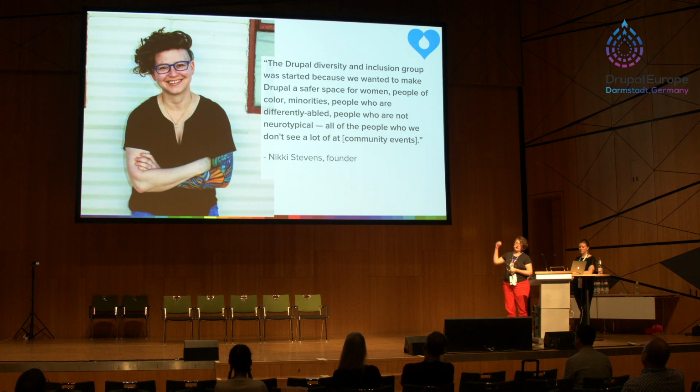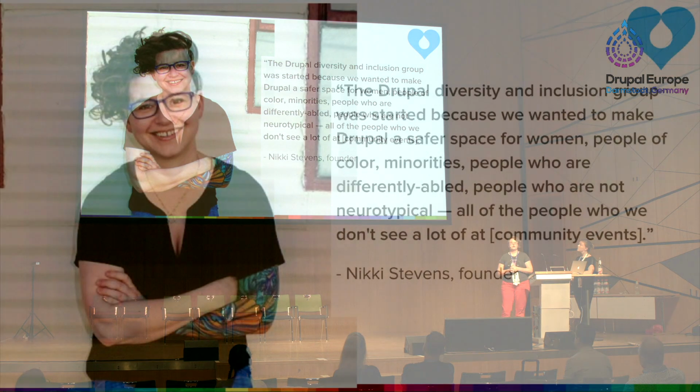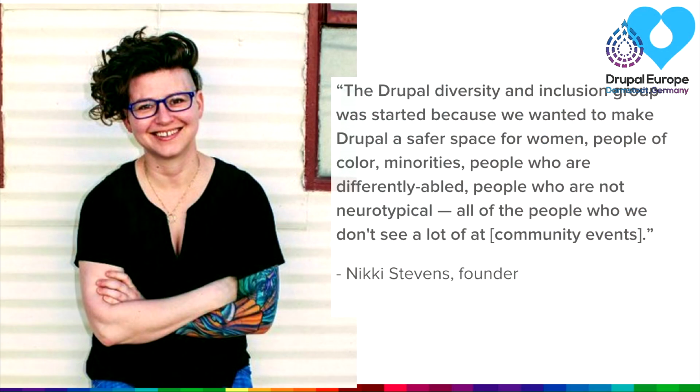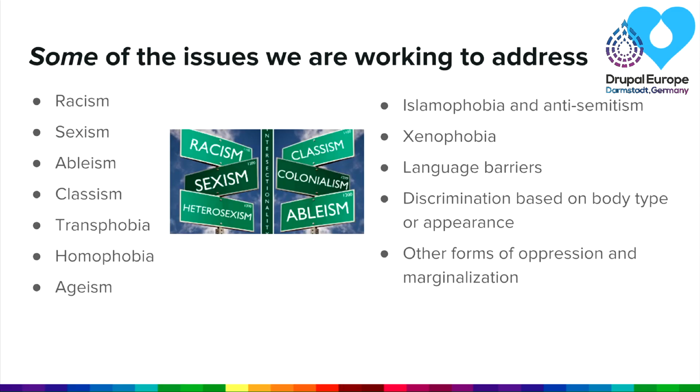And I'll just let Nikki's words speak. She says the Drupal Diversity and Inclusion Group was started because we wanted to make Drupal a safe place for women, people of color, minorities, people who are differently abled or neurotypical, not neurotypical. Basically, anyone you don't see a lot of at community events. So after New Orleans, things got started. I think we have Ellie talk about this. Yes. So some of the issues we are working to address are listed here. It's not by any means an exhaustive list, but that is a start.